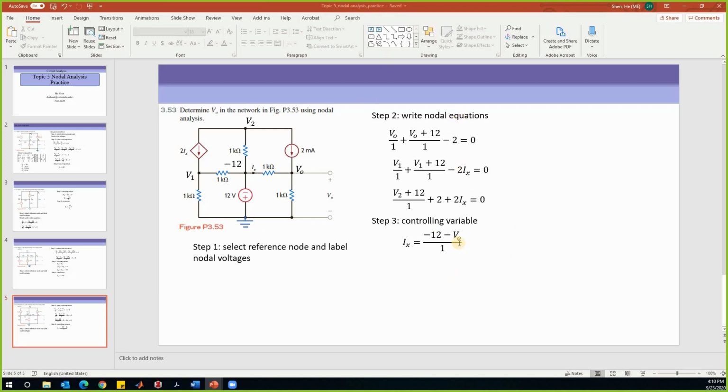So now we have 4 equations to solve. Step 4, solve the equations. We'll simplify a little bit and see what we have. The first equation tells us that 2VO plus 10 is equal to 0. So we can find VO equal to negative 5. We find a solution from the first equation. This problem looks complicated, but it's actually pretty straightforward to solve. Step 5, we'll draw the conclusion.